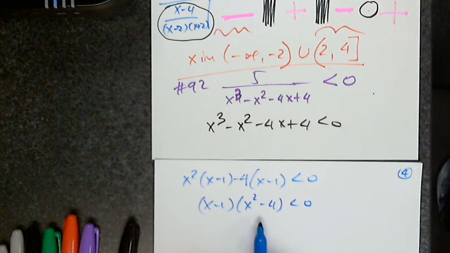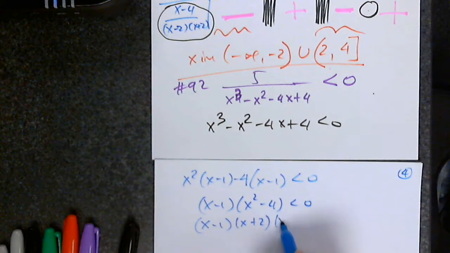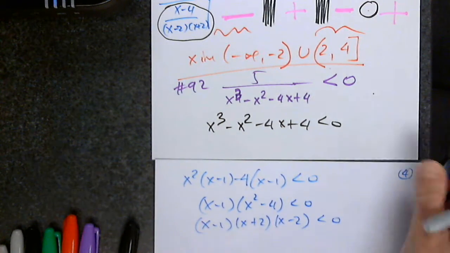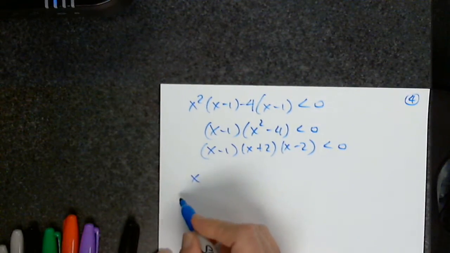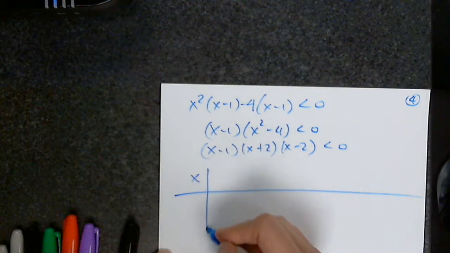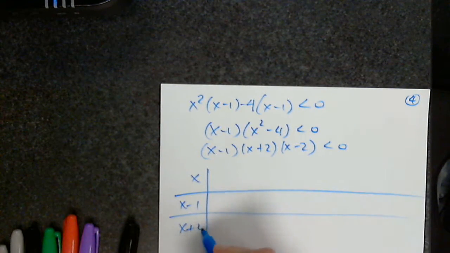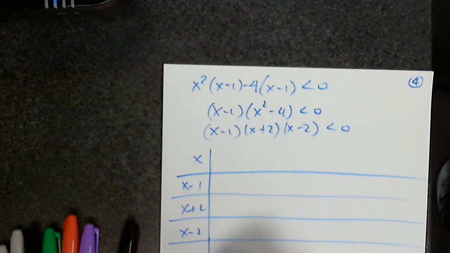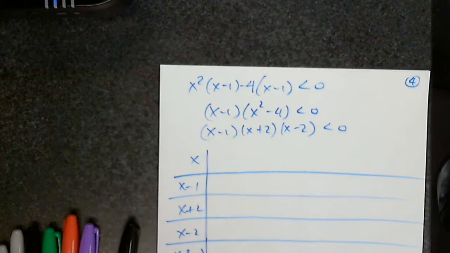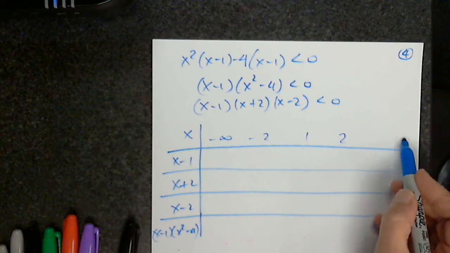But now I have to factor x squared minus 4. So x minus 1, x plus 2, x minus 2 less than 0. Again, if you like this chart, please use it. If you just want to write a real line, I'm fine with that, whatever works for you. In the chart, I have to put -2, 1, and 2.